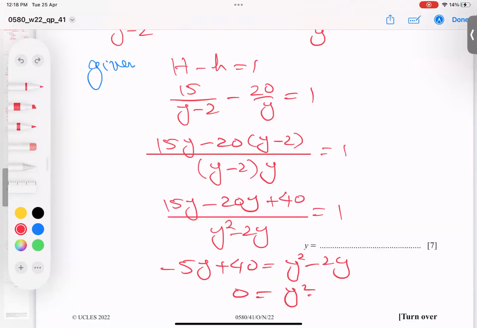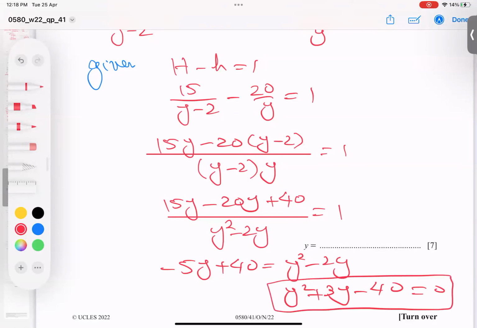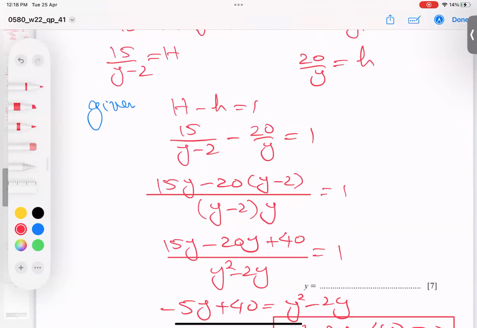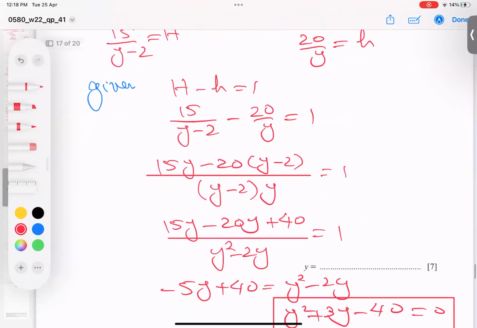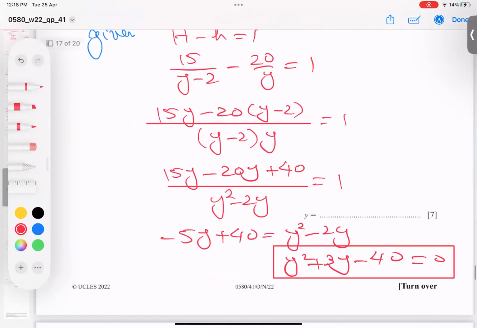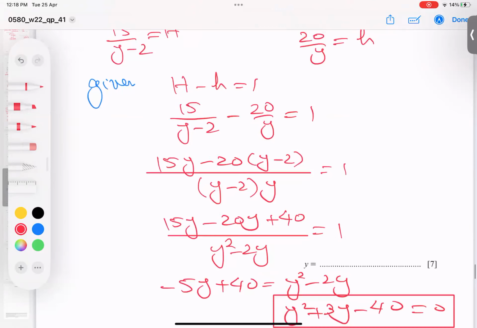So I get a 3 positive y. And this 40 will go, they become negative 40. So write 0 here, or you erase this 0 and write it on the other side, no effect will come. And the second number, he's asking us to find out the y. So how to do it, y values? So students, let's see how we can do that one.